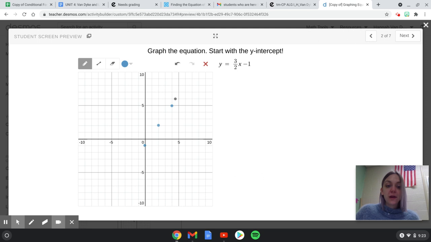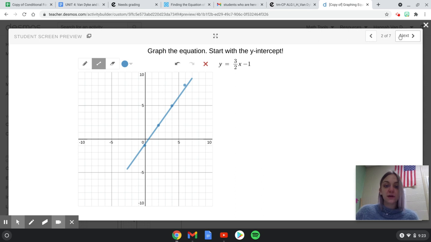After you have a few points, say 3 or 4 points on your graph, you are good to use the line function in Desmos and draw a line that goes through all of your points. Now, it doesn't have to be perfect as long as it's going through most of your points. So that is one example for looking at an equation and sketching a line.